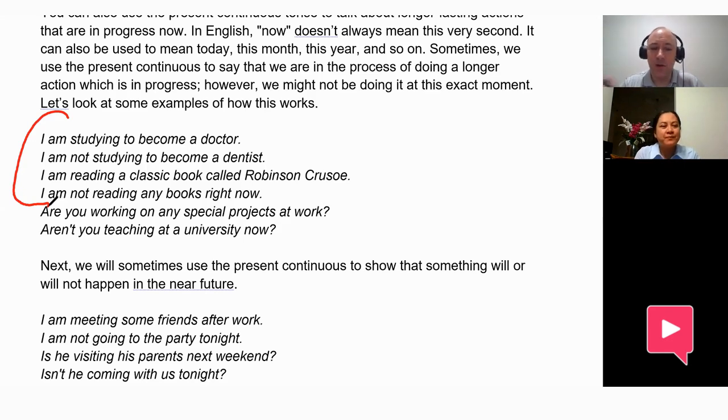Good. So the main idea here is that if you are studying to become a doctor, this doesn't mean that you're studying right this second when you're saying the sentence. For example, if a friend hasn't seen me for a long time and says, "Hey, Micah, good to see you. What have you been doing recently?" I say, "Well, I'm studying to become a doctor." That doesn't mean that I'm doing it right this very second, but this is something that I am working on. So that's a different use of the present continuous.